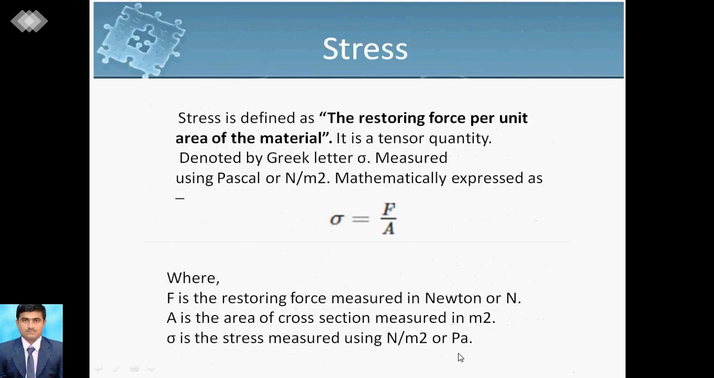The next term we discuss here is stress. As you know, stress is nothing but the restoring force per unit area for the material. So sigma is equal to force upon area, that is F by A. Sigma is the stress, F is the restoring force measured in Newton, and A is the cross-sectional area measured in meter square. So this is regarding the stress.